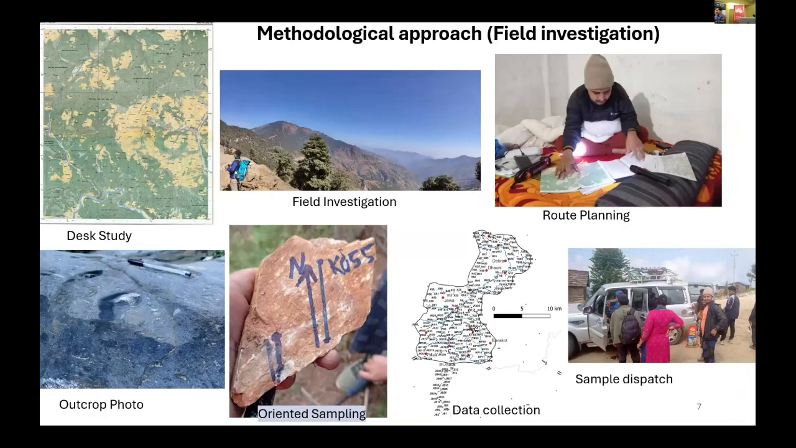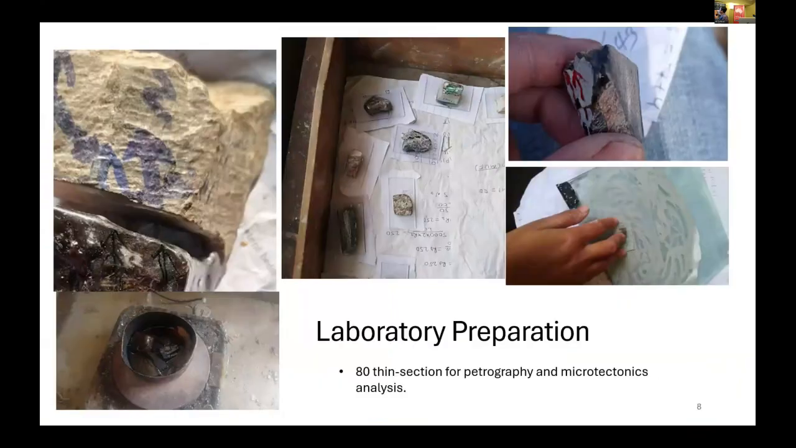This is the methodological approach where we carried out oriented sampling. The north direction in a sample was marked in the field, which later got transferred to the thin section. The preparation of thin sections was quite difficult in our university, as after cutting the sample to a specific dimension, we had to prepare it manually to make it transparent for petrography analysis. During that time, many samples got destroyed. However, we were able to prepare 80 samples for petrography and microtectonic analysis.